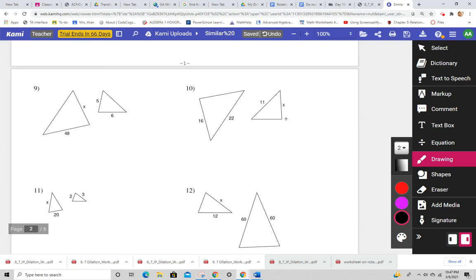All right, so this is 6, this is 48. That means they took this and multiplied it by 8. So I can take this 5 and multiply it by 8, and that'll give me this side right here, which is 40. All right. There is a relationship between this side and this side. This is 11, this is 22. That means they took 11 and multiplied it by 2 to get 22. So the scale factor is 2. So I can do the same thing here. All right. So if this is 16, this has to be 8.